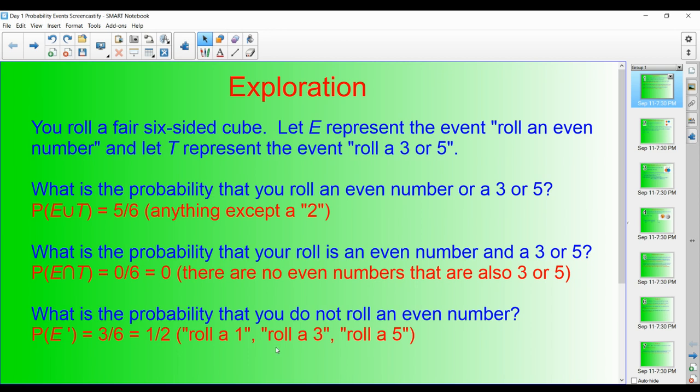And then the last deals with the complement. So the probability that you do not roll an even number. In this case, the opposite of even is odd. I want us to get in the habit of saying not even, because sometimes there's multiple possibilities. So the probability of not even is 1/2, 3 out of the 6 opportunities.